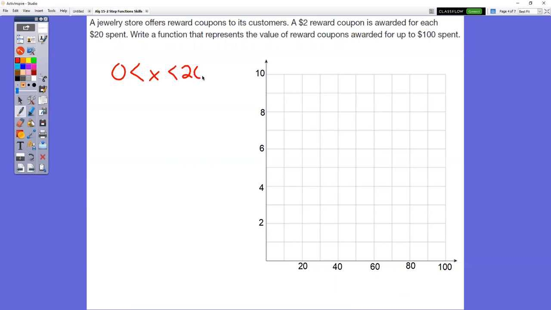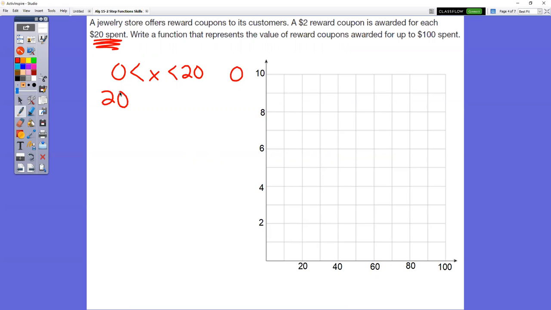All the way up to less than $20. So if we spend from $0 through $19.99, how much are we going to get? We're going to get zero, because for every $20 that you spend, you get two. So if you spent $15, are you going to get a bonus? No. If you spend $7.50, are you going to get a bonus? No. If you spend $19.99, are you going to get a bonus? No, because it's for every $20 spent.